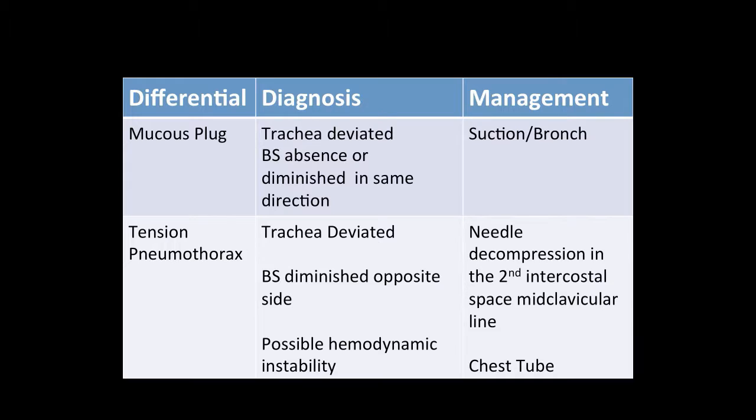A tension pneumothorax is different, however. The increased air pushes the trachea to the opposite side of the pneumothorax, so breath sounds may be diminished on the right side and the trachea is deviated to the left. Usually, when there's enough air within the chest to cause the trachea to be deviated, there will be hemodynamic instability. The management of a tension pneumothorax is immediate needle decompression in the second intercostal space in the midclavicular line, followed immediately by chest tube placement.